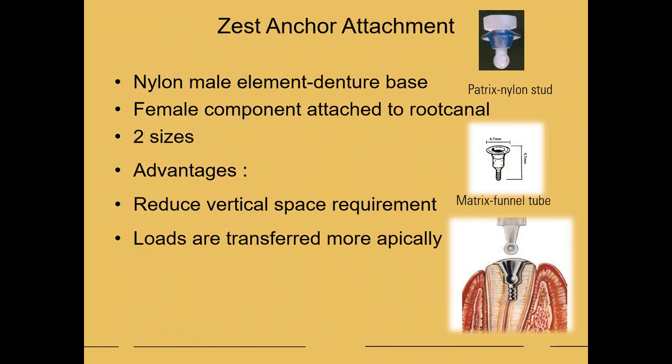First one in stud attachments is the Zest anchor. Here the male component is a nylon stud which is attached to the denture base. The female component is attached to the root canal, and it is available in two different sizes based on the root length and diameter. The main advantage of the Zest anchor is that it reduces vertical space requirement. Most of the bulk goes inside the canal, so less space is required and the loads are transferred more apically. Here first we prepare the tooth up to the gingival level and then we prepare the canal, and then the canal insert can be directly cemented onto the root and then the male component, that's a nylon stud, is attached with self-cure resin.